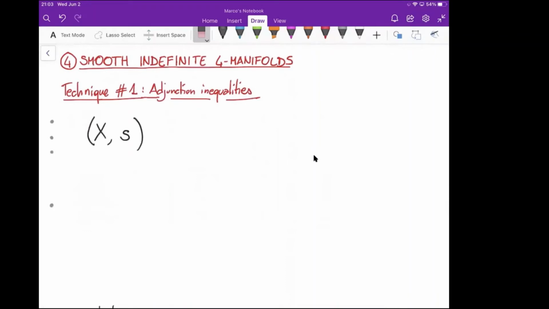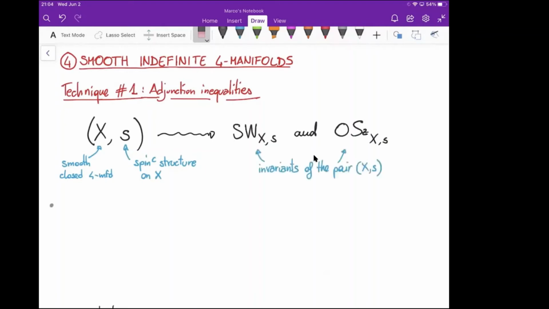The main technique that we use is the adjunction inequality. So if you have a pair (X, s) where X is a smooth closed four-manifold and s is a spin-C structure on X, then you can define the Seiberg-Witten invariant of (X, s) and the Ozsváth-Szabó invariant. Actually, maybe here I want to add some condition, let's say b2 plus of X greater than 1, for instance.